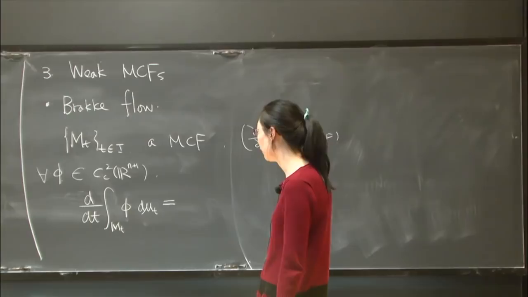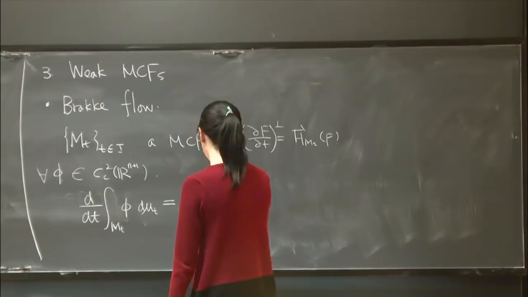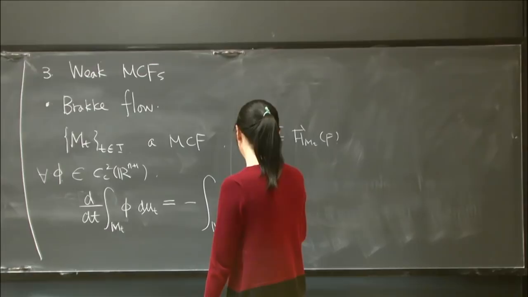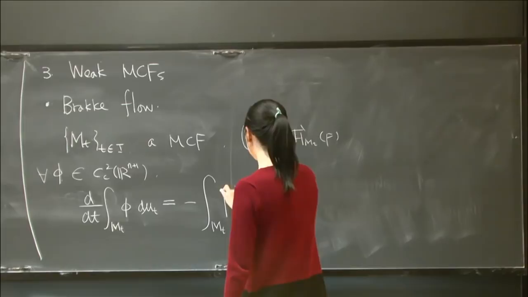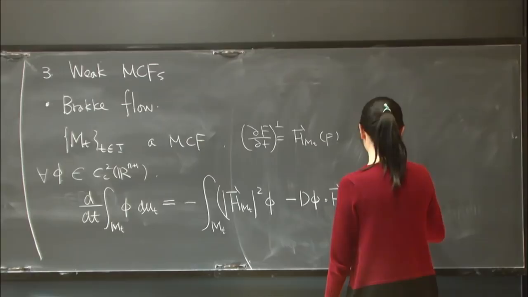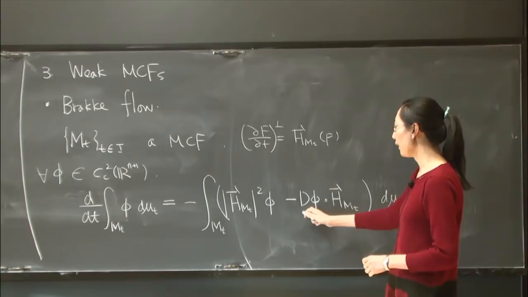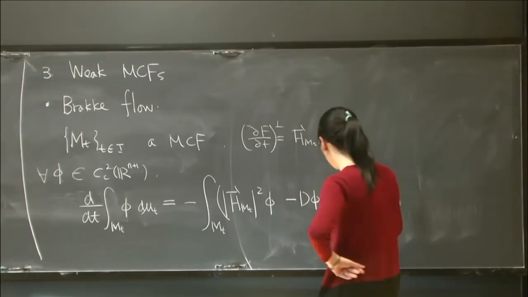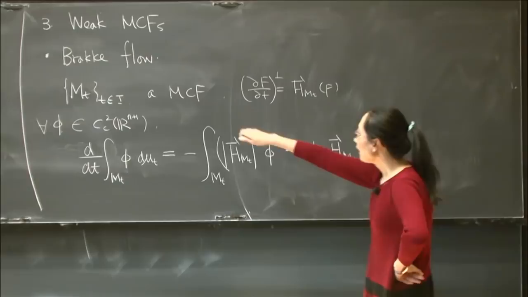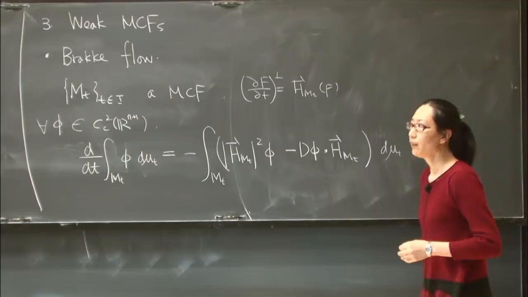This is a basic computation in geometric analysis, so I'm just going to write down the formula directly. So, here is minus. This is taking the gradient of phi and taking the inner product with this. So basically, these are two equivalent definitions. For any such phi, it is going to satisfy this kind of formula, right? The definition of Brakke flow actually comes from this formula.